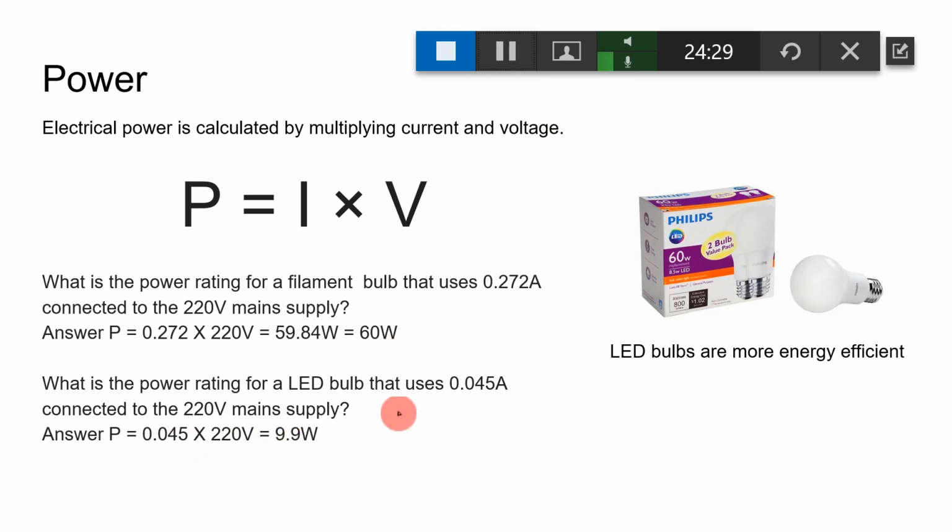So what we can see here is that if we compare a filament bulb and an LED bulb, LED bulbs are way more energy efficient. That means that they use up far less energy than filament bulbs. Filament bulbs take 60 watts of power to make them run, whereas an LED bulb uses 9.9 watts of power. So if we look at the difference, LED bulbs are way more energy efficient.